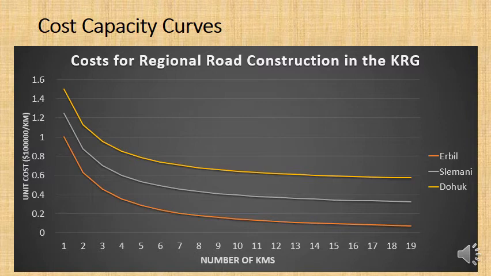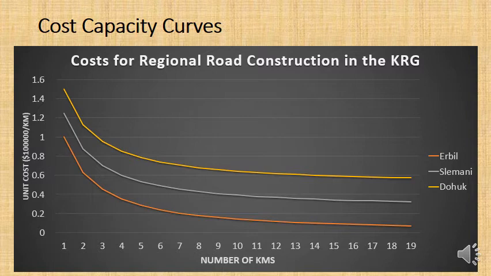So here we've got different cost capacity curves depending on whether the road is being built in Erbil, Slimani or Dohuk. And you can see there that it's cheaper for a given length of road to build a road in Erbil than Slimani and Dohuk. Why is that? Why do you think that is? Well, could it be that in the governorate of Erbil, for the most part, roads are built on flat ground?